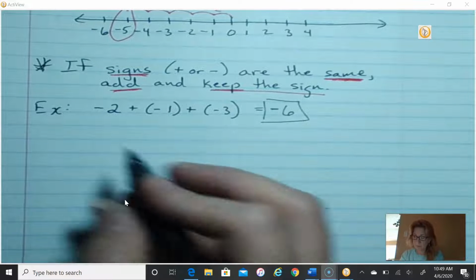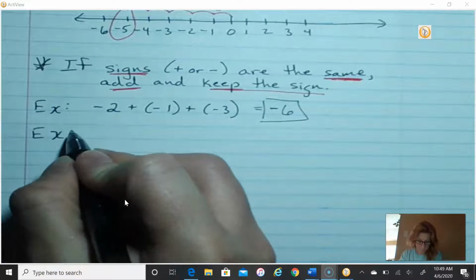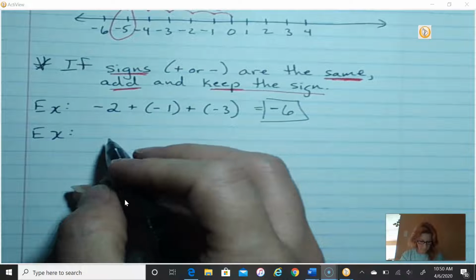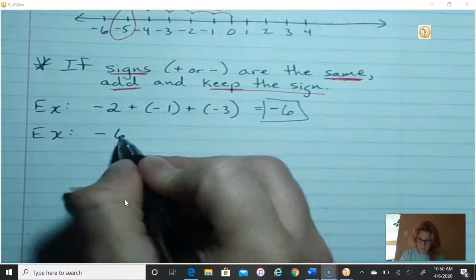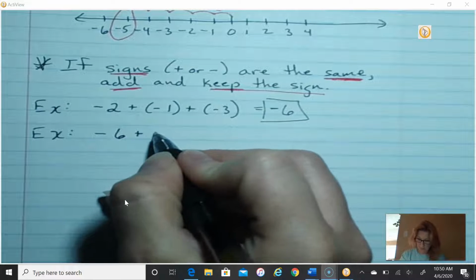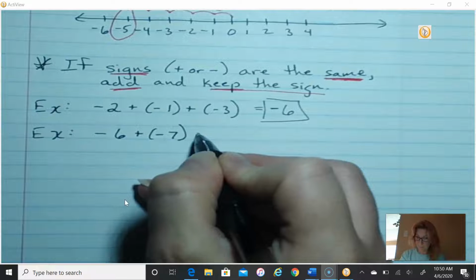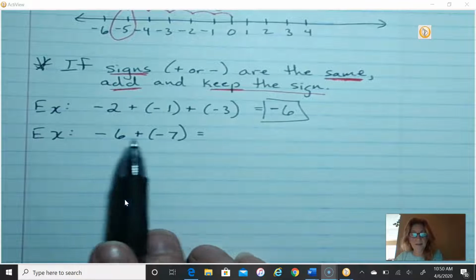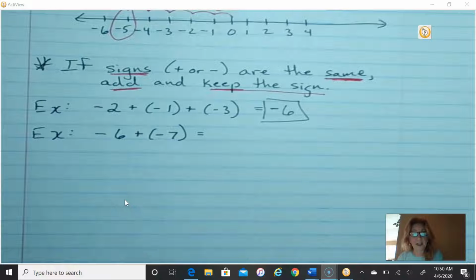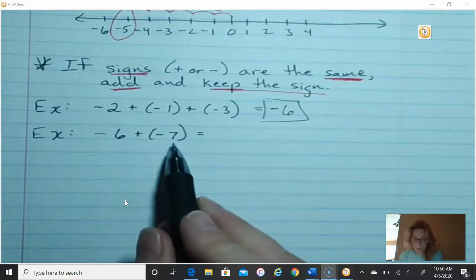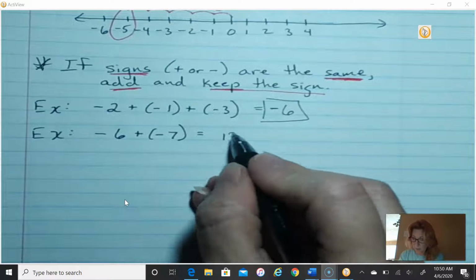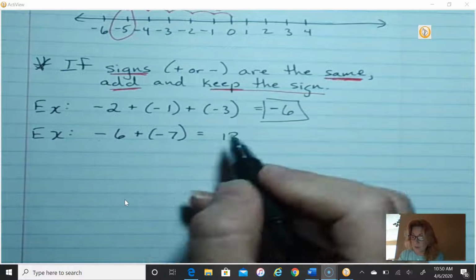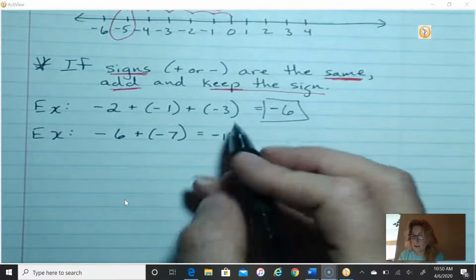Let's do another one. -6 plus -7. The signs are the same. That's a negative and that's a negative. So we add. 6 plus 7 is 13. And since they're the same, we keep the sign.